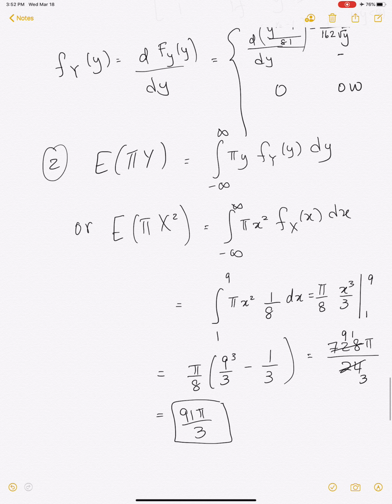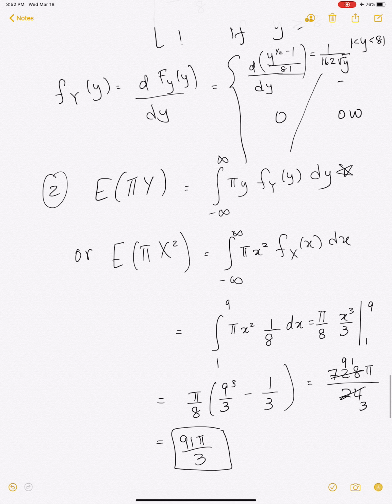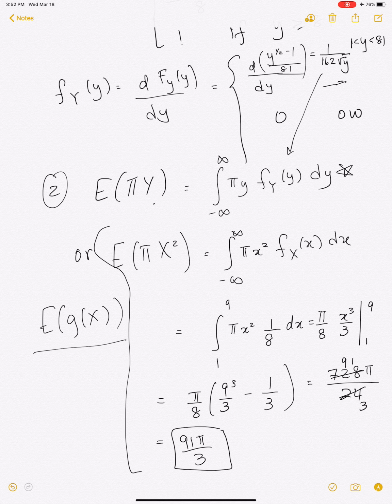Of course, you could do it this way also by using the density that you found. But if in a problem you were not asked to find the probability density function of Y, then you could just directly use the expectation of g of X, use this form, apply this formula and find the expectation instead of going via the PDF.